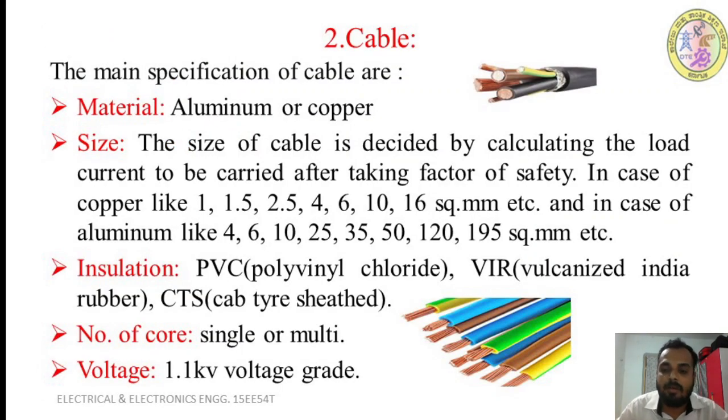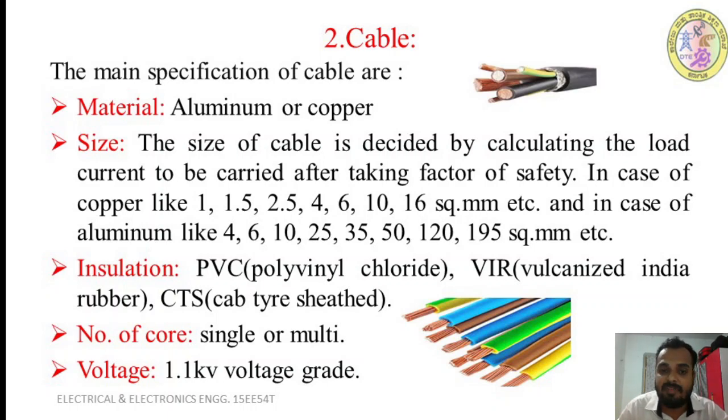So next material we have is cable. You know the cable is required for every connection of electrical components, to carry the current from one point to another point. So what are the main specifications of cables? First one, material. What type of material you are using? It may be aluminum or it may be copper.